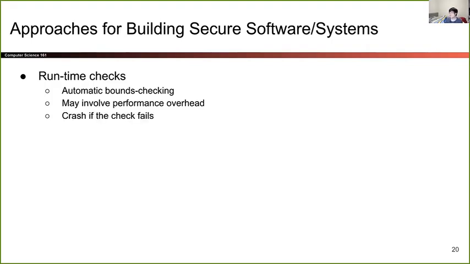But you can imagine that there's a little bit of performance overhead here. And the idea is that once we detect that something has gone wrong, we're just going to crash instead of letting the invalid access succeed.